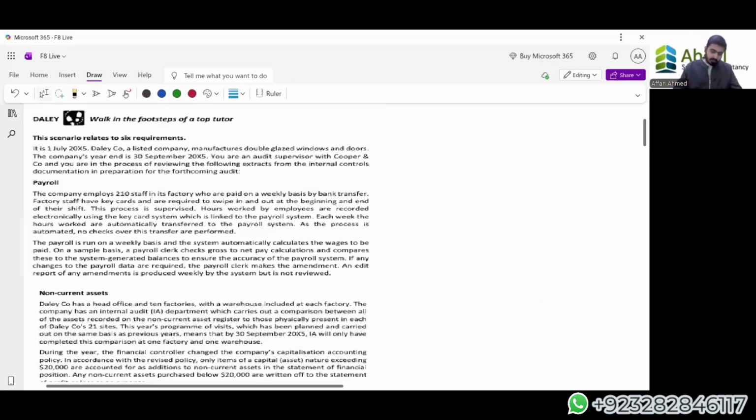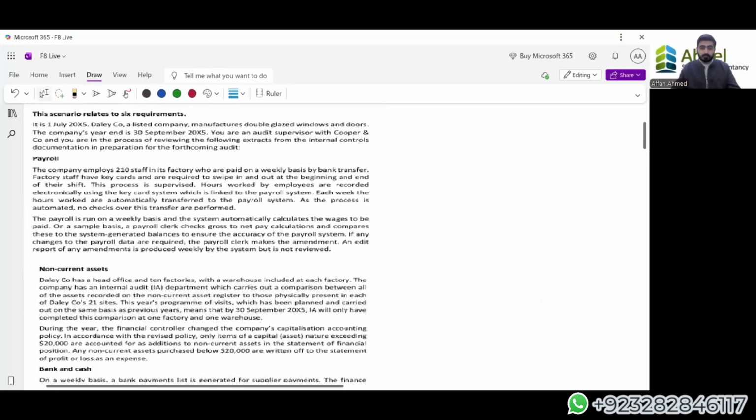The first area is payroll. What we are telling is, let's read the passage. The company employs 210 staff in its factory who are paid only on a weekly basis by bank transfer. So they are paid on a weekly basis by bank transfer. The factory staff have key cards and are required to swipe them in and out at the beginning and at the end of the shifts.